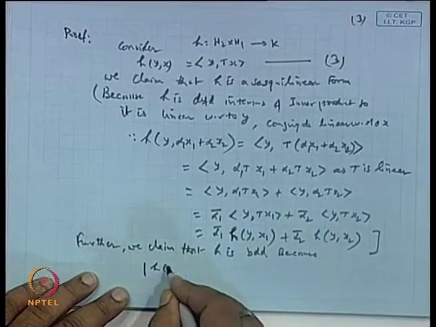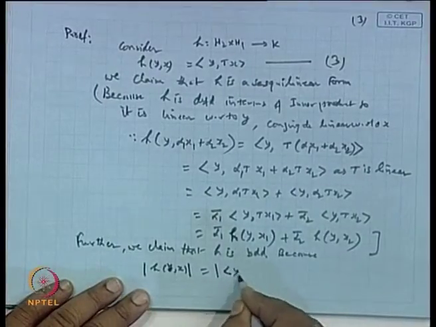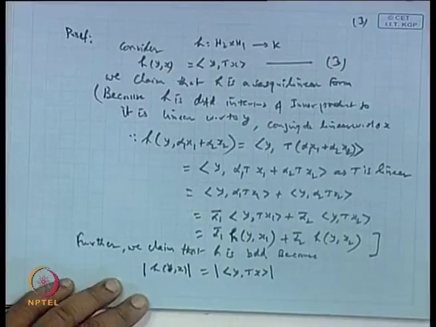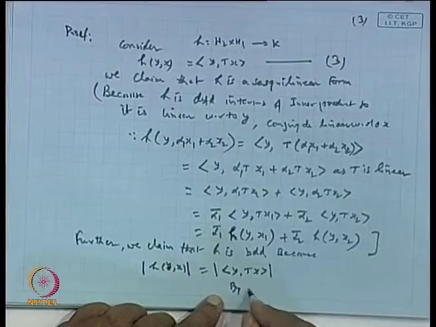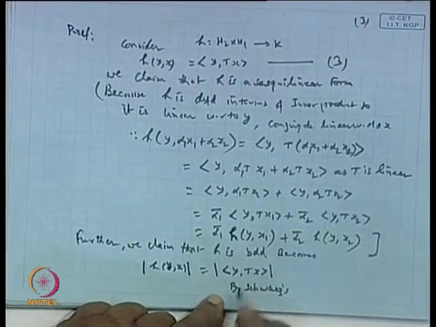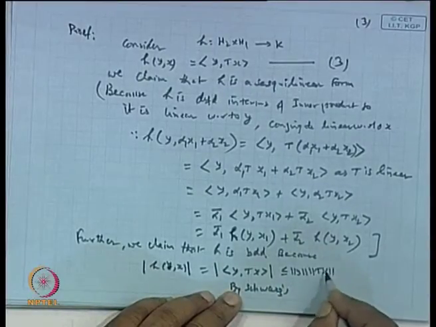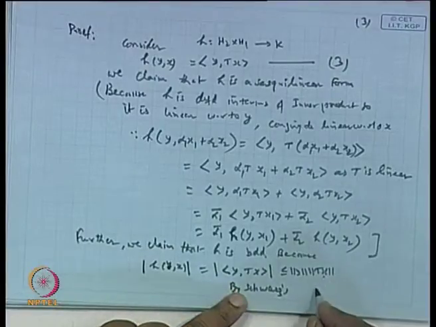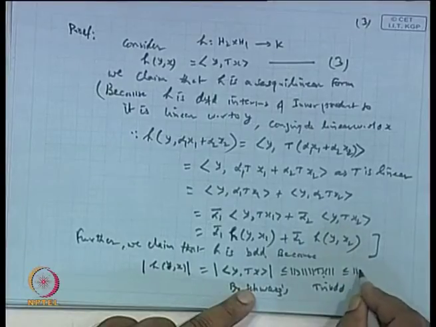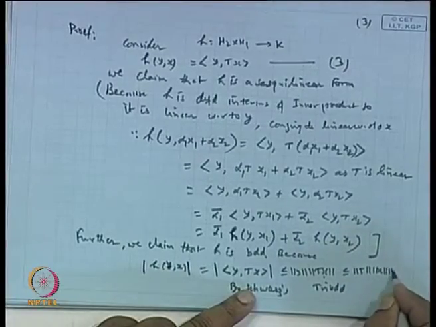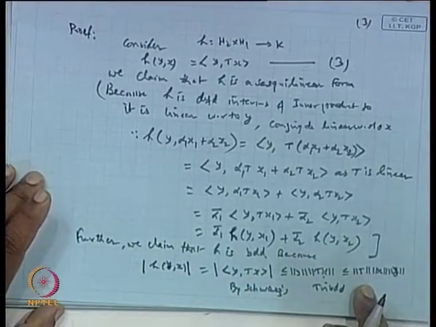mod of h(y, x), is it correct? This is by definition mod of inner product (y, T x), but by Schwarz inequality, there is relation between inner product and norm, it is less than or equal to norm y into norm T x. T is bounded, it is given. So, norm of T x is less than or equal to norm of T into norm of x into norm of y. Okay. So, c is nothing but norm T. So, h is bounded.